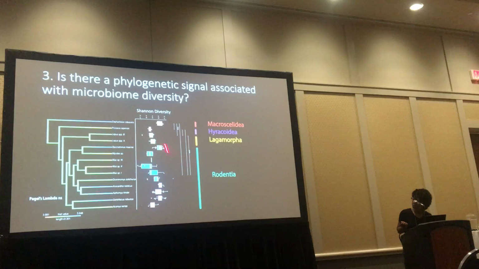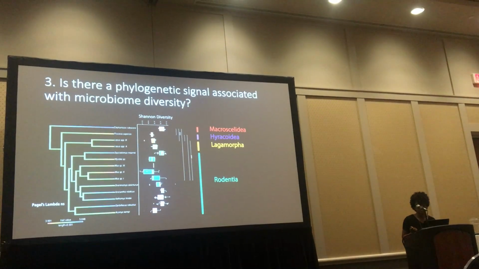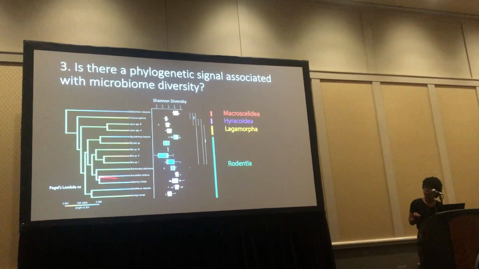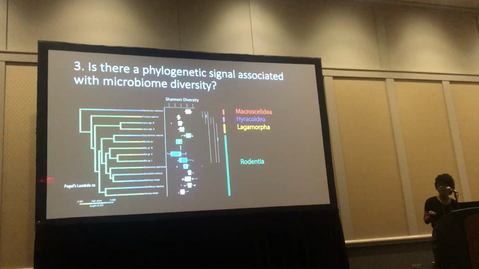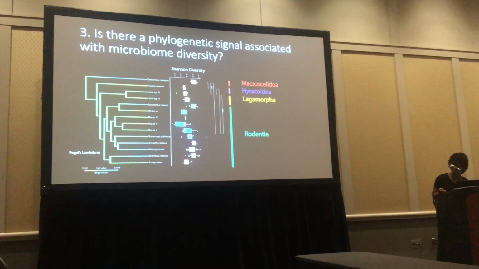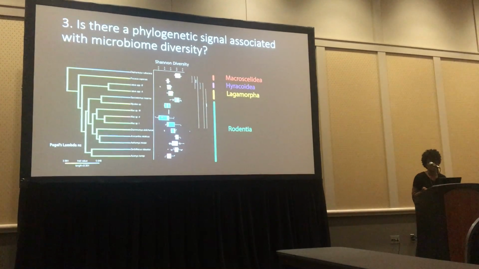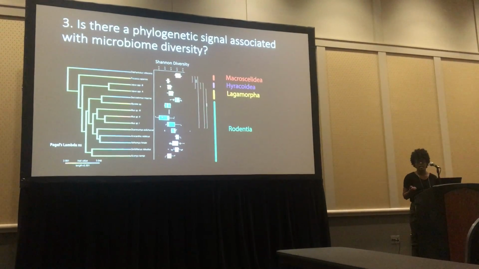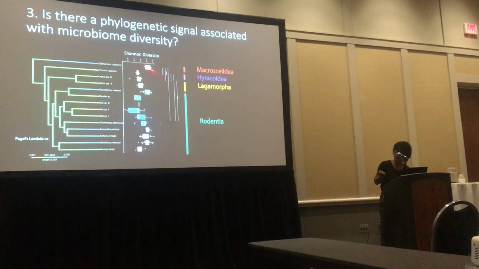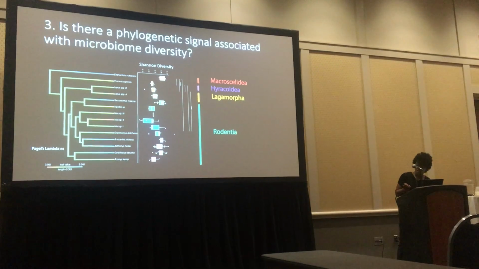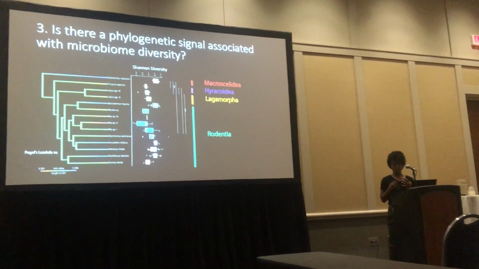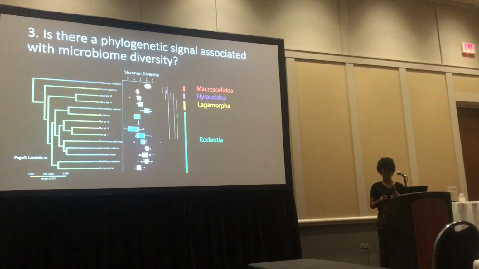Here, I'm showing one measurement of microbiome diversity, the Shannon Diversity Index. On the left is the phylogeny that I showed in the beginning, with the mean Shannon diversity plotted as a trait on the phylogeny. I checked whether there was a phylogenetic signal associated with Shannon diversity, and we saw that there was none. The bar chart just shows the diversity index for each individual. We saw no phylogenetic signal associated with Shannon diversity within this community of small mammals.